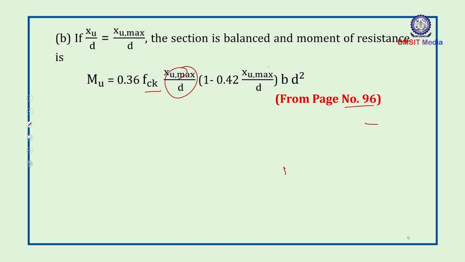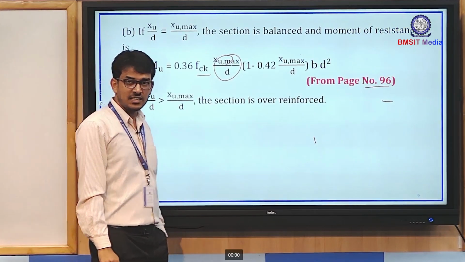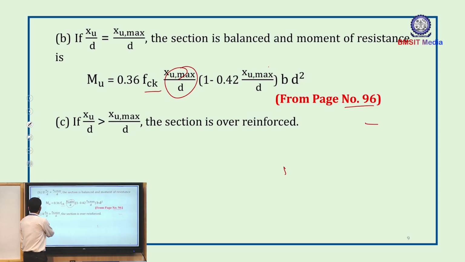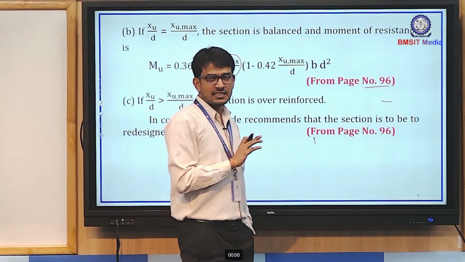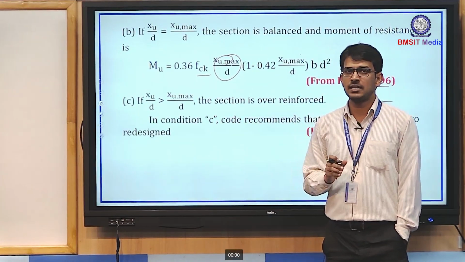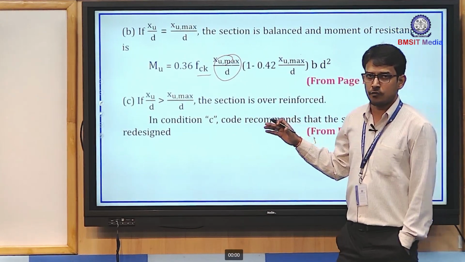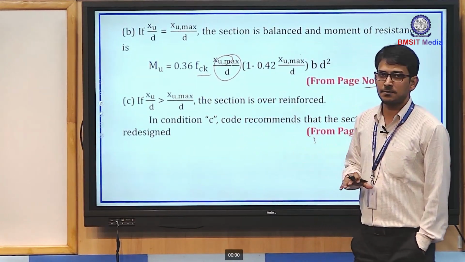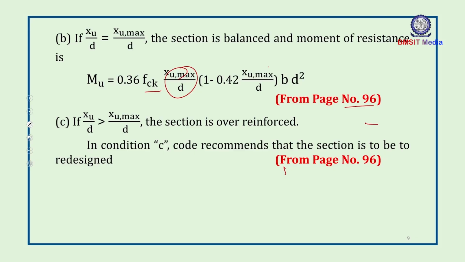Now the third condition is if Xu by d is more than that. Then we say this section is known as the over reinforced section. In that case, IS 456 suggests we have to recommend that the section be redesigned, meaning the size of the beam should be increased so that it is not over reinforced. So these are the design steps to calculate the moment of resistance in a singly reinforced beam.